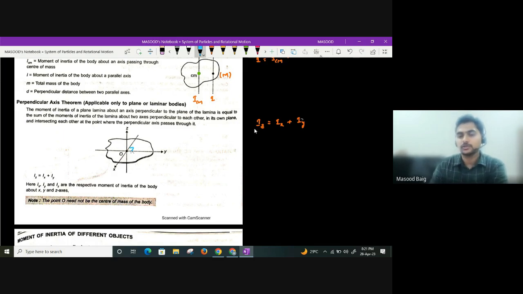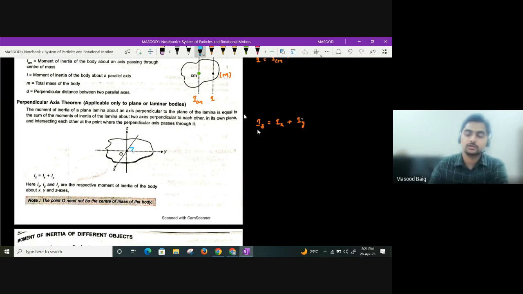The moment of inertia about an axis passing through a given point and perpendicular to the plane of the object will be the sum of moment of inertias about two perpendicular axes passing through the same point, and they should be perpendicular to each other, guys.